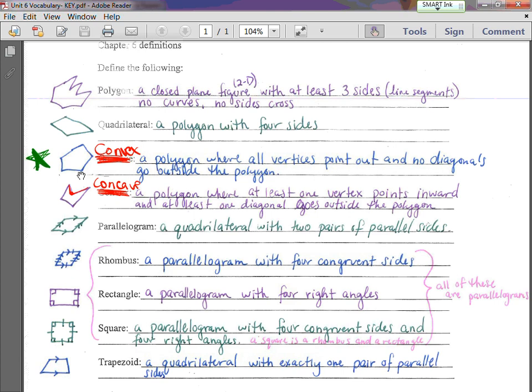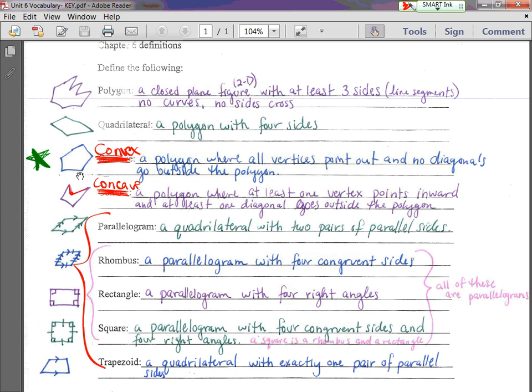All right, and then we have a quadrilateral. That's our main focus of this unit, so it's a polygon with 4 sides. We've dealt with just triangles for the most part so far. So quadrilateral is a 4-sided polygon. And then we have specific kinds of quadrilaterals. So parallelogram, rhombus, rectangle, square, and trapezoid. So these are all quadrilaterals.